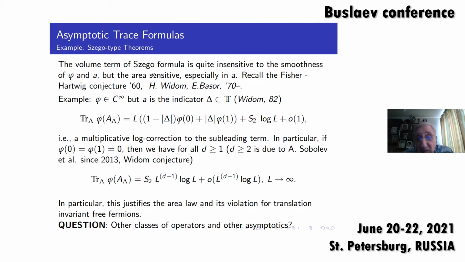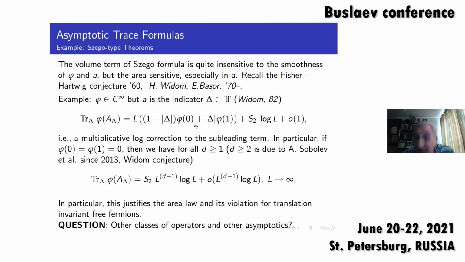The first question about the dependence of this asymptotics on the smoothness of A was raised by Fisher and Hartwig. It was related to the phase transition in the two-dimensional Ising model. It was raised in the 60s of the last century, and a lot of work was then done by Harold Widom, by Estelle Basor, and very many other people. And here is a nice example by Harold Widom of '82. You take a test function as smooth as you want, but as A, you take just the indicator of a certain interval of the unit circle, so it is just a function equal to 1 if your argument belongs to the interval, and 0 otherwise. In that case, the Szegő-like asymptotics is completely different.